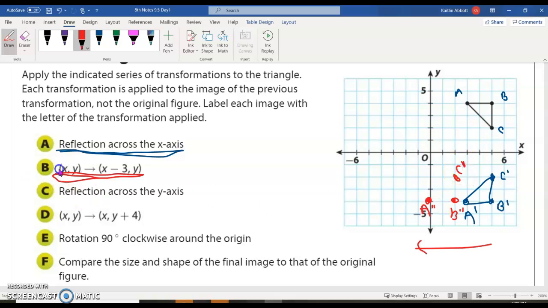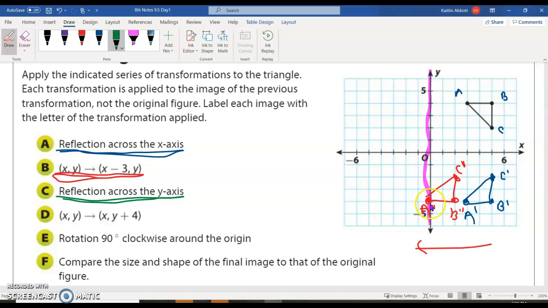All right. Done, done. Now we got another one to do. Oh, let me connect my dots. So see, my shape just shifted over 3 spaces to the left. Okay, so now let's do green. We're now going to reflect across the y-axis. The y-axis is up and down right here. So my shape is going to flip over this axis.